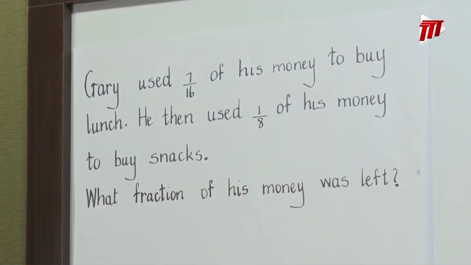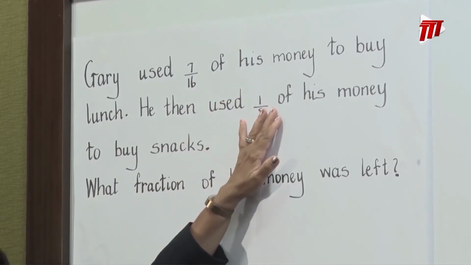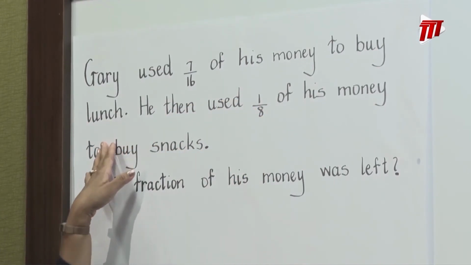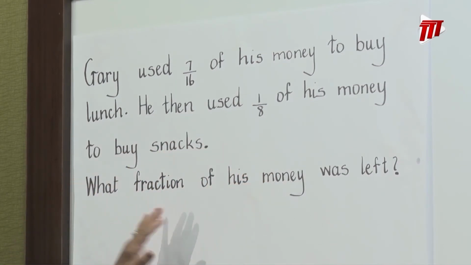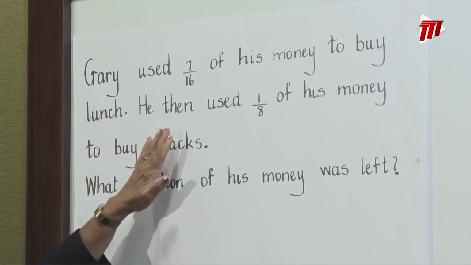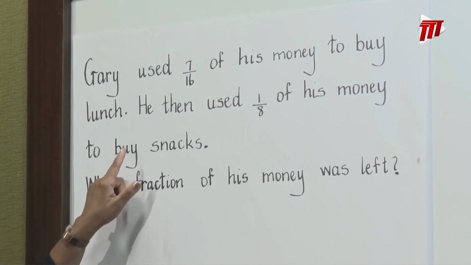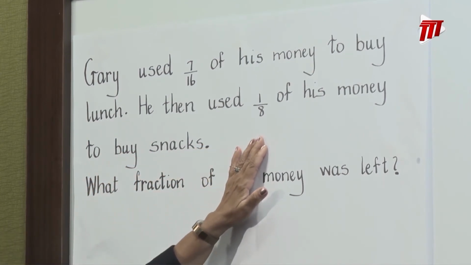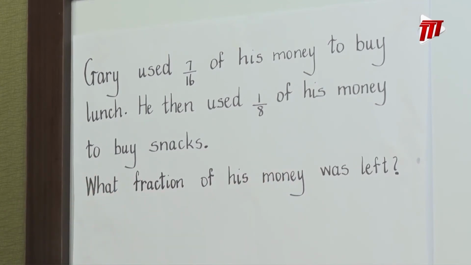So read the question with me. Gary used 7/16 of his money to buy lunch. He then used 1/8 of his money to buy snacks. What fraction of his money was left? Shall I read it again? Gary used 7/16 of his money to buy lunch. He then used 1/8 of his money to buy snacks. What fraction of his money was left?